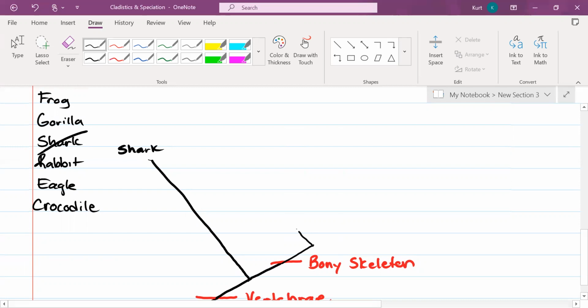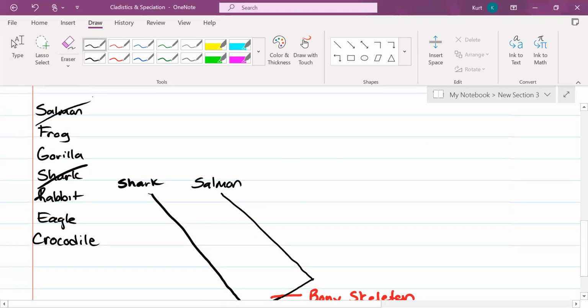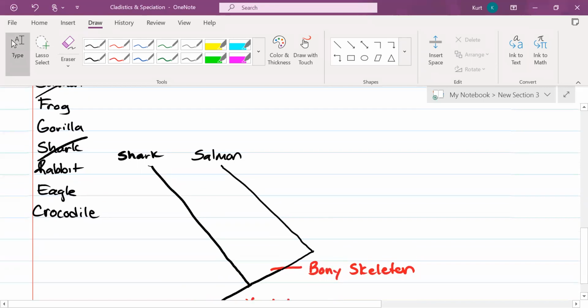Next one, we're going to put the salmon here. Okay. Now remember, this is all hypothetical. You don't know for sure how they're closely related to each other, but you're trying to make a justification.